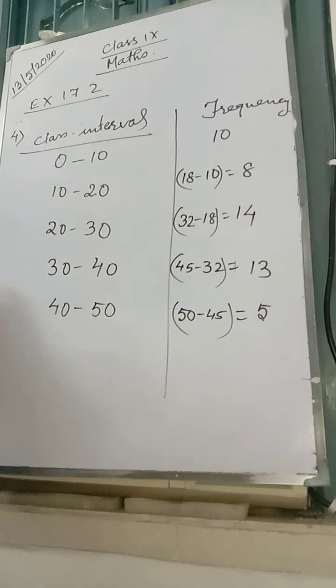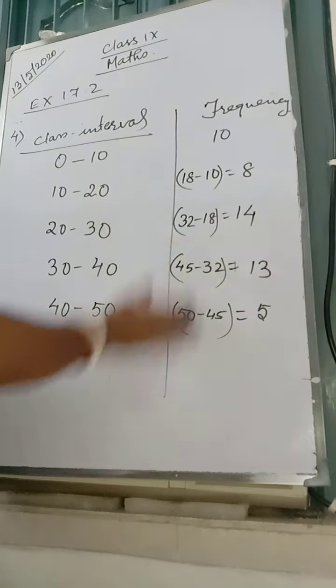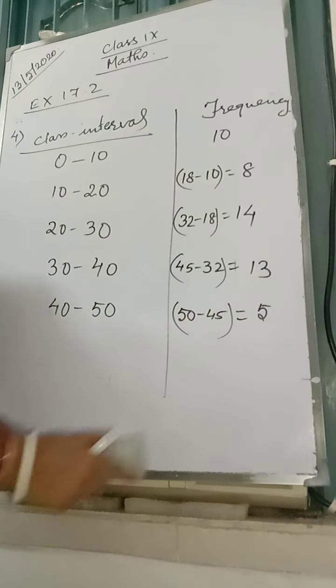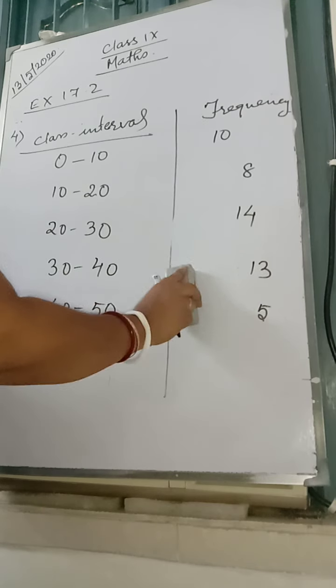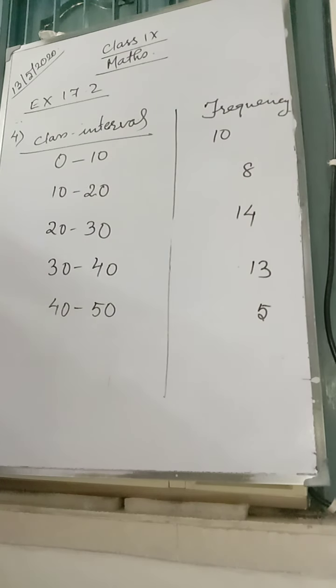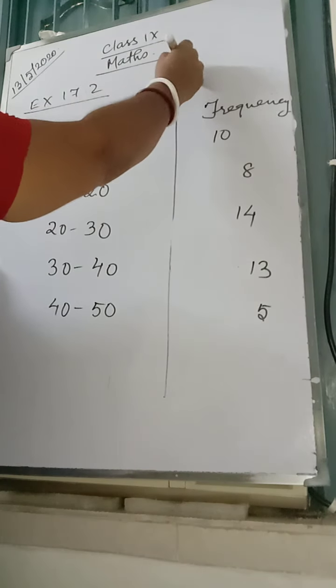Next, cumulative frequency minus the previous one. This is to make you understand. I have written it. If you want, you can write it, or if you want, you can skip it. No need of writing. As we have to subtract the previous cumulative frequency from the next cumulative frequency, we will get this. And we have two types of cumulative frequency. This is less than.